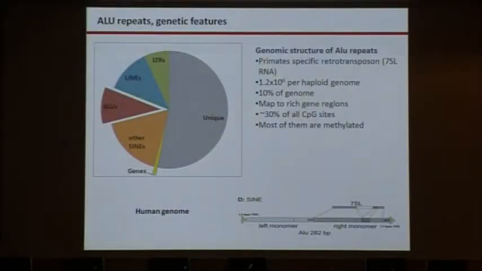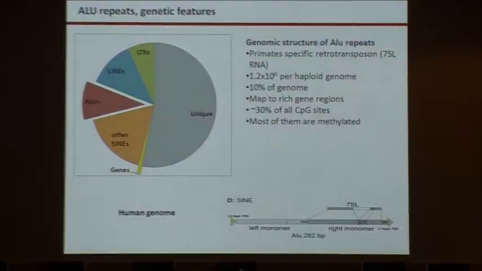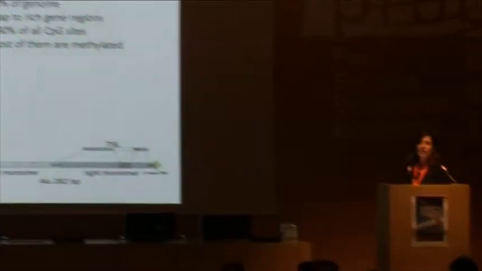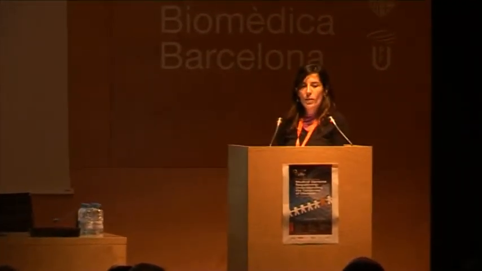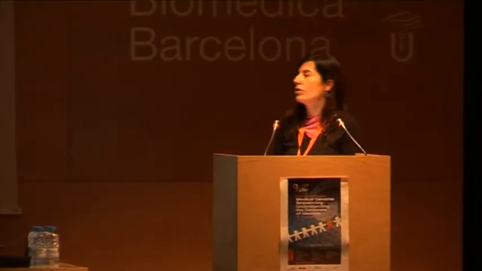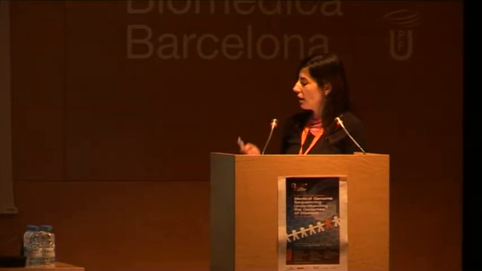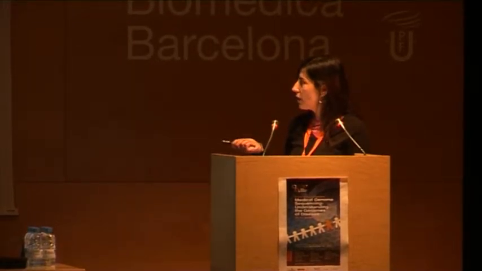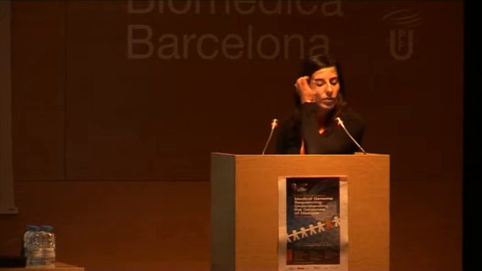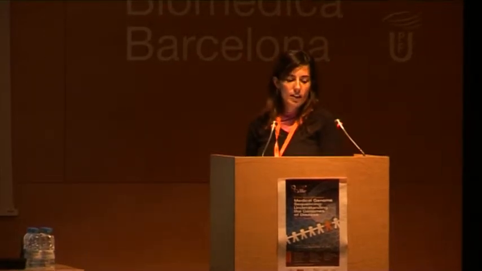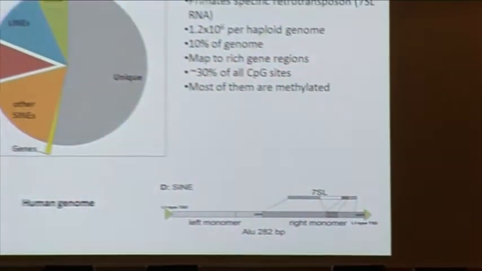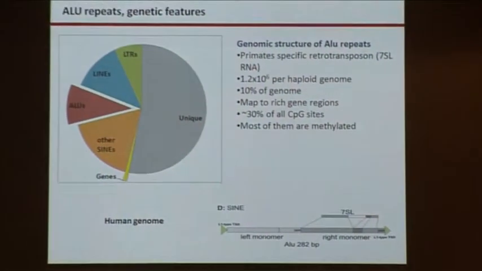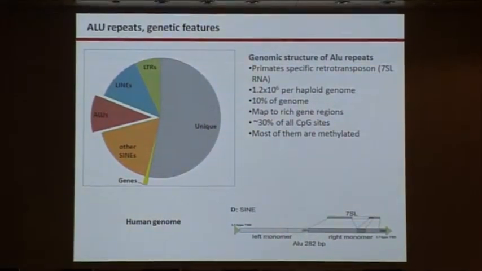In the last years, the number of genome-wide analyses has greatly increased thanks to the new technologies generating a huge amount of data. But most of these studies have focused on coding regions that represent only 5% of the genome. So there are few studies that analyze the rest of the genome, especially repetitive elements that constitute 50% of the genome. The most abundant family of repetitive elements is the ALU family.